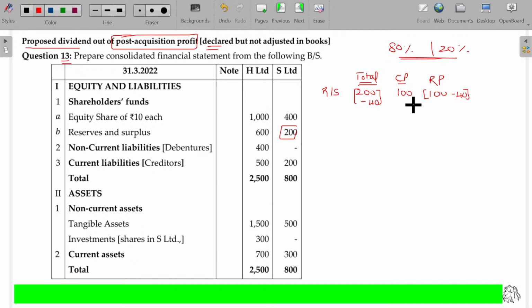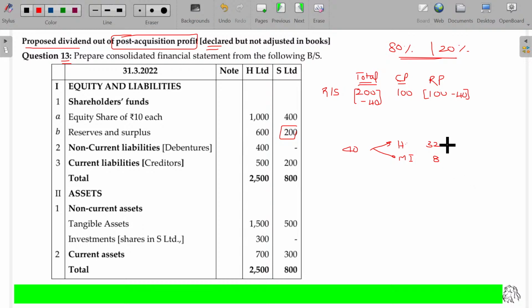Out of that, 100 is the capital profit, balance 60 will be the revenue profit. And this 40 will be shared between the holding company as well as minority interest. The holding company share being 80%, so 80% on this, 32 is for the holding company, 20%, 8 rupees is for the minority interest. Usually it's a post-acquisition profit, right?